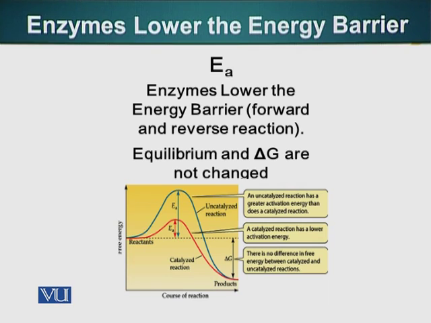We can see in the graph, without enzyme, the blue hump is much higher. If you use enzyme as a catalyst, the activation energy requirement of the reaction lowers. So the red hump is much shorter, much smaller than the blue hump. So enzymes have basically lowered the activation energy requirement.